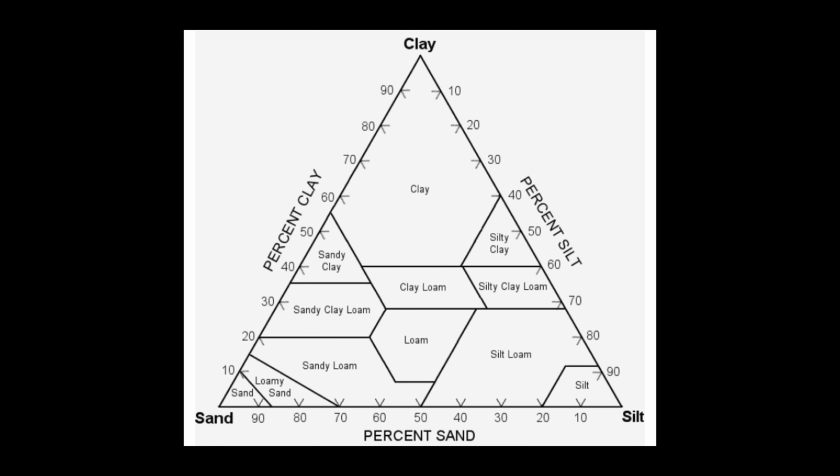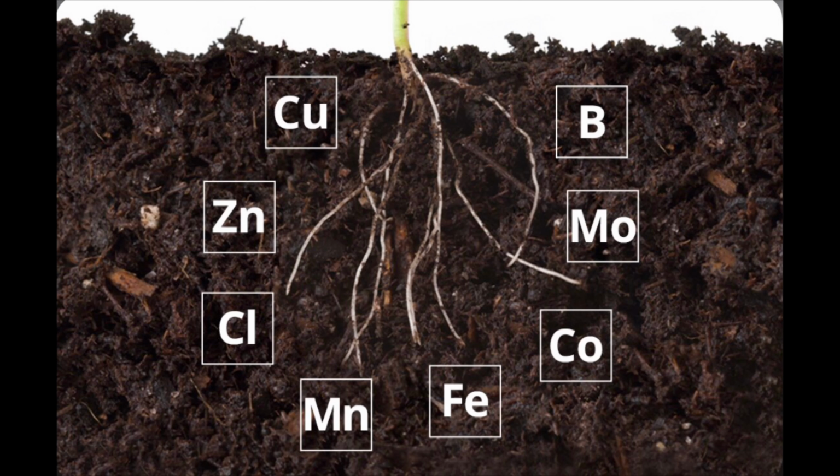A good tool to use to determine the soil type is a ternary diagram. Ternary diagrams classify soils by their sand, silt, and clay content to identify types of soils by characteristics.